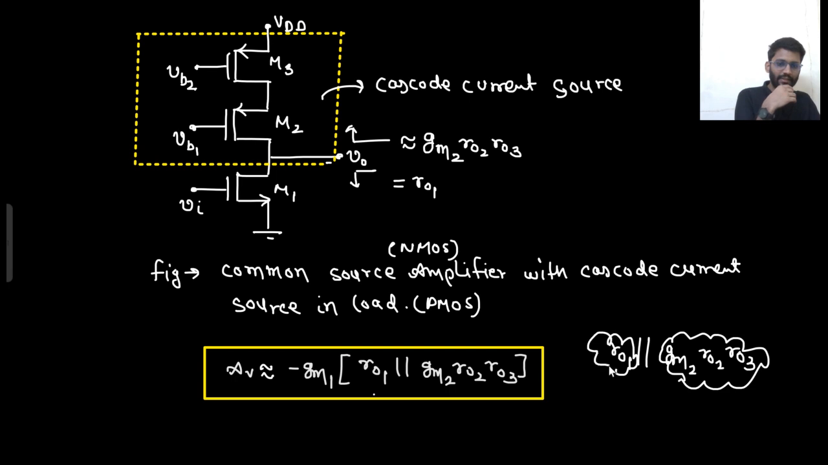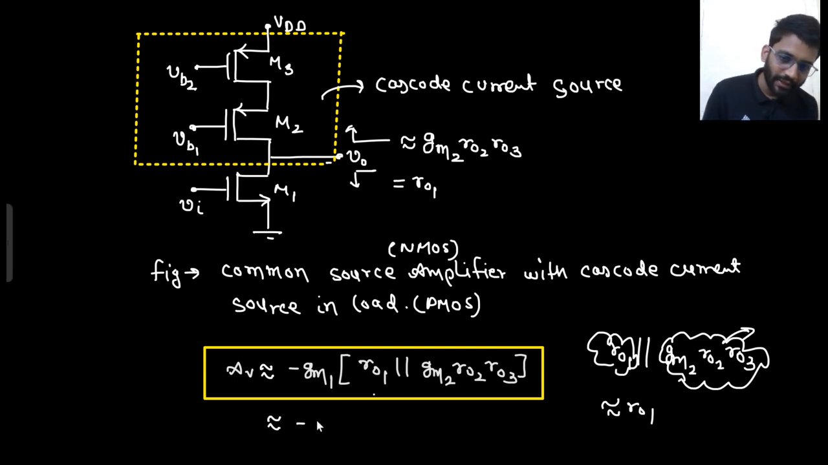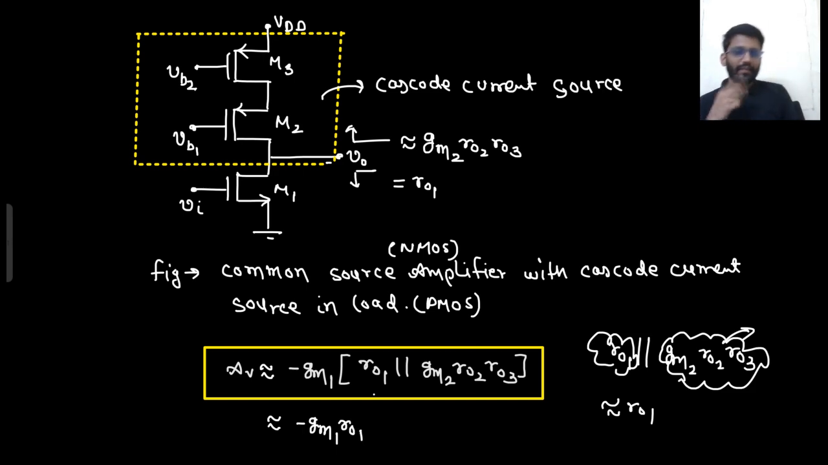And this is not that much high. This is high, but this is very high. So what will be the equivalent? R01 only. So what will be the gain? The equivalent gain you are getting is minus GM1 R01. Is that pretty high? No, this is not that much high, right?